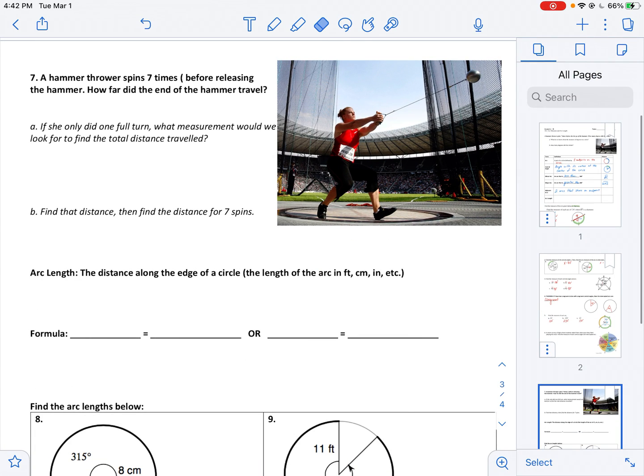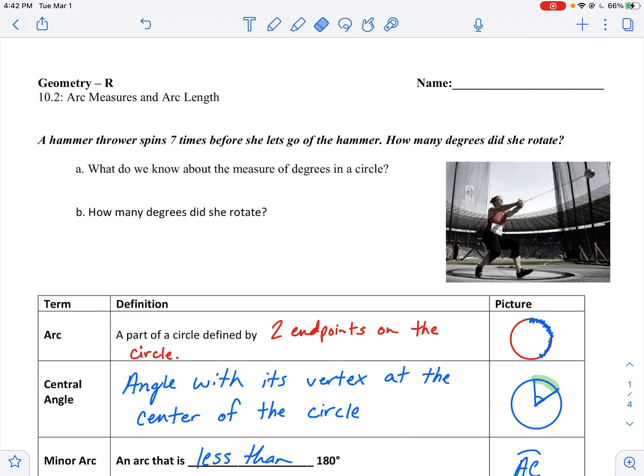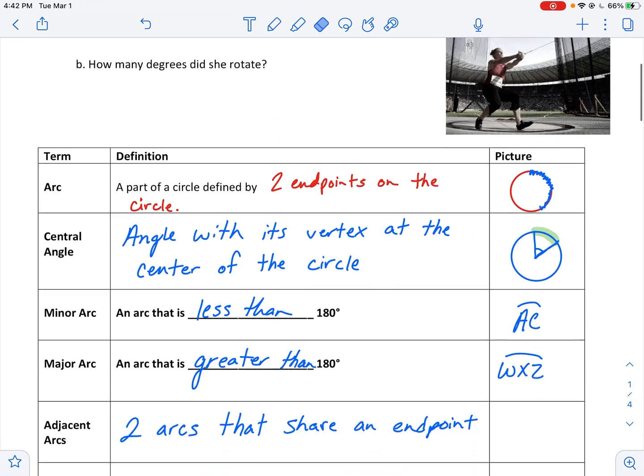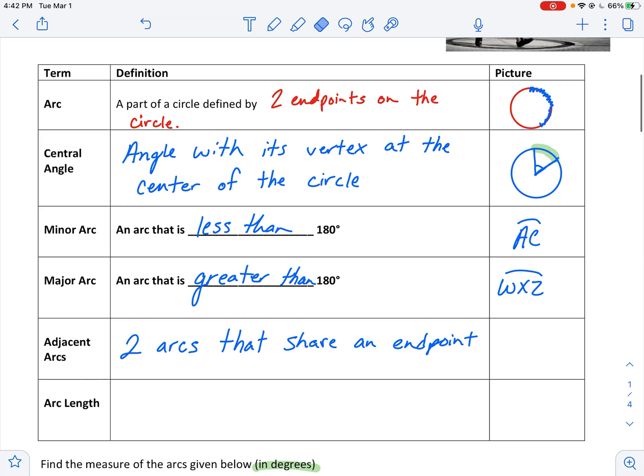In this video, we're going to talk about arcs and circles. So an arc is just a part of the circle on the edge. It's not the whole circumference, but it's just part of the circumference, part of the distance around the edge of a circle.